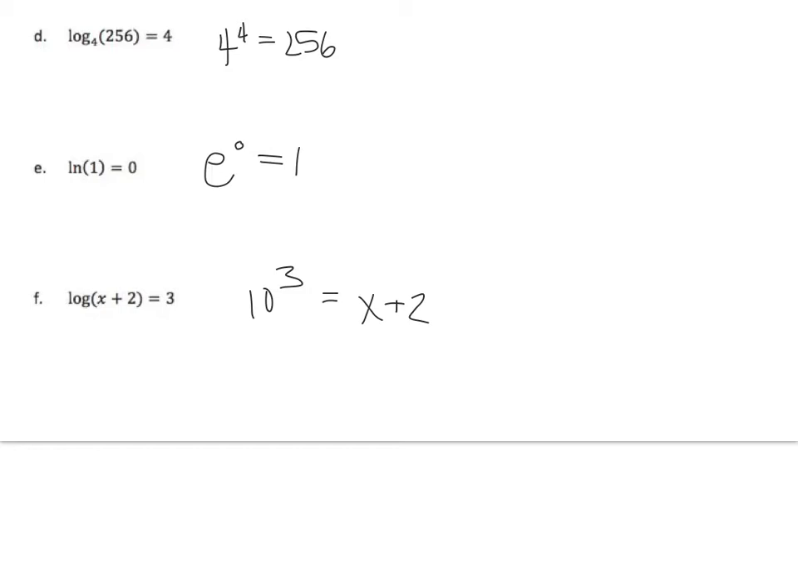I thought I'd point this one out as a reminder. Natural log is base e. So we can say e raised to the 0 power equals 1. And this one's going to be very similar to the ones that we're going to solve today. I've got a base 10 raised to the 3rd power. I can actually solve that for x.